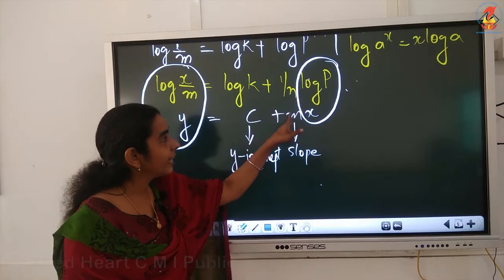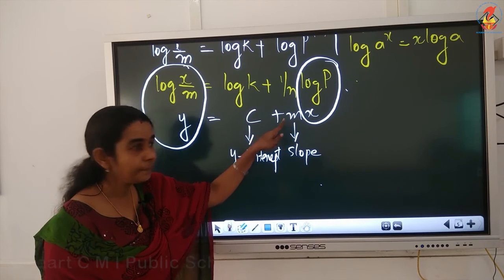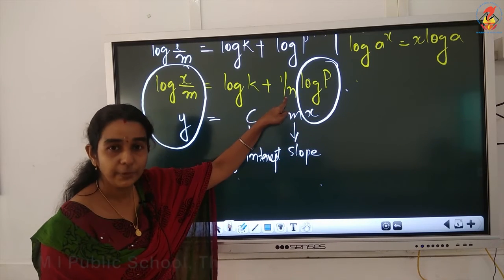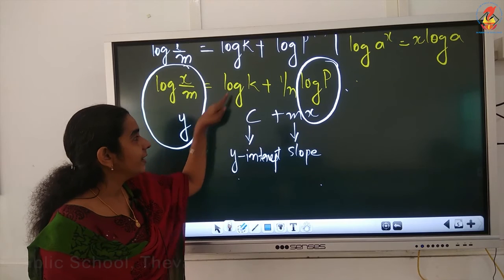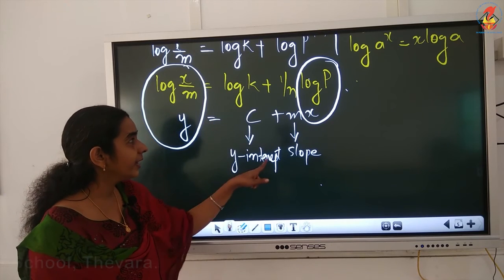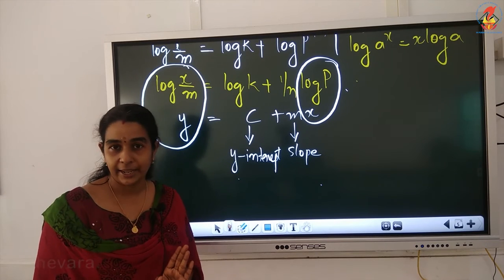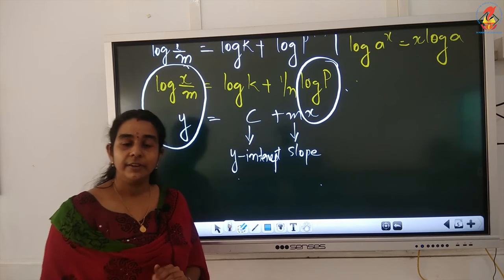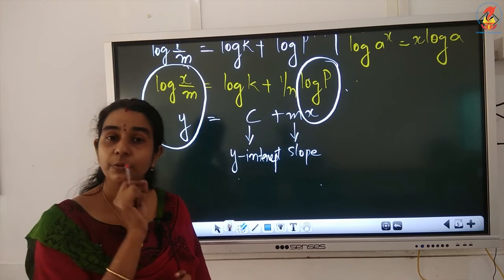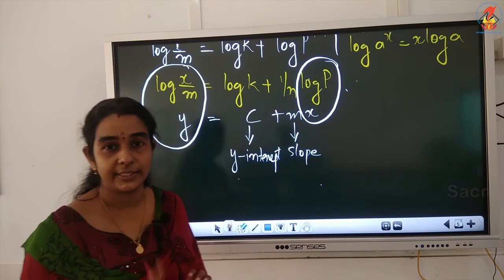So the term coming along with x represents m, that is the slope. So here the slope will be 1 by n. And c, that is the y-intercept, will be log k. What do you mean by y-intercept? When we draw a line, the point at which the line touches the y-axis.